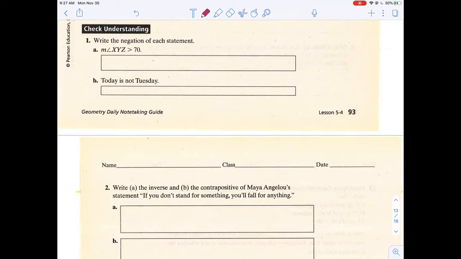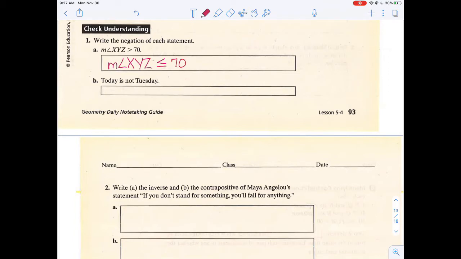Part A says the measure of angle XYZ is greater than 70 degrees. So we need to say the opposite of that. So we're going to say the measure of angle XYZ... Now, the opposite of greater than, it could be less than, it could also be equal to 70 degrees.